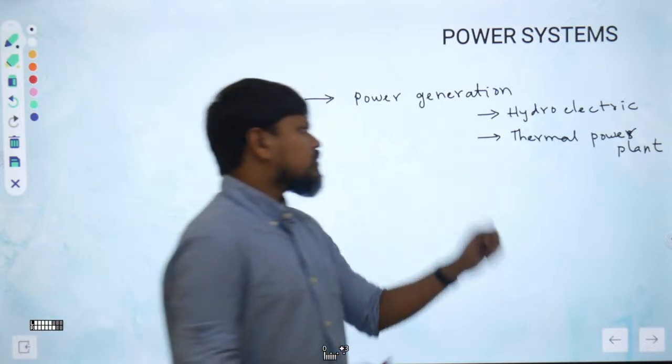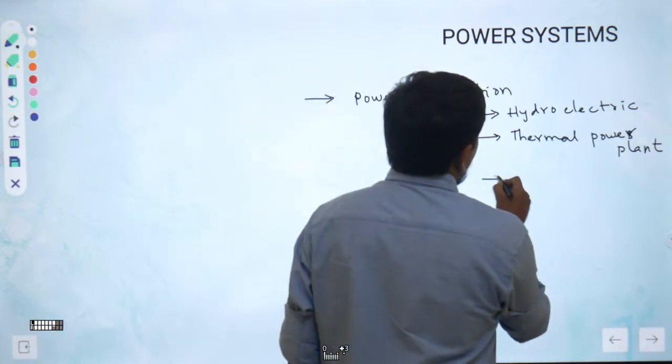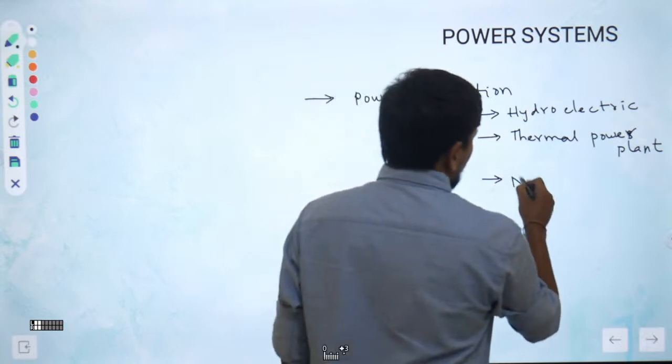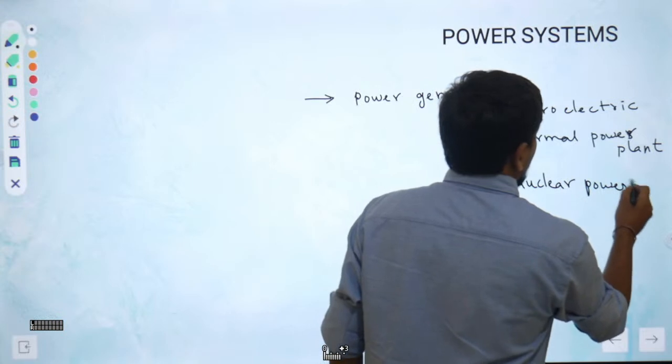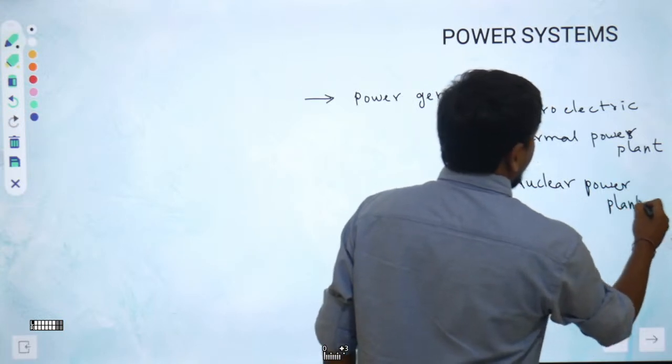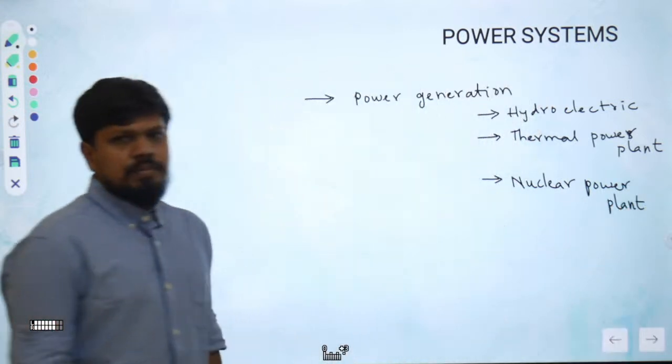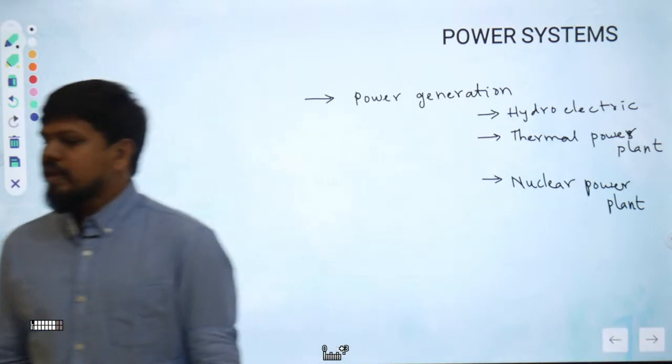Next, the power plant we need to know is the nuclear power plant. We can call it the nuclear power station, or nuclear power plant. In generation, these are the major things we have.